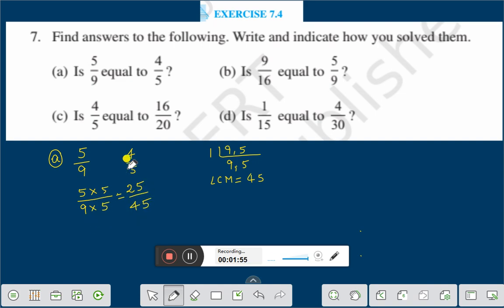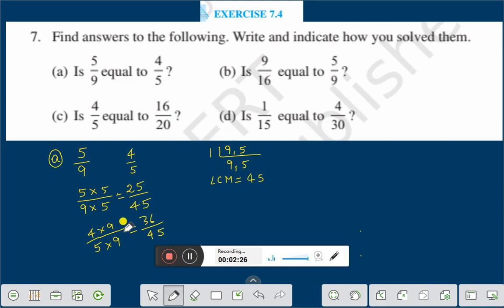Right? And the second is 4 by 5. You have to make the denominator 45. That means you have to multiply this 5 with 9, then you have to multiply 4 with 9 also. That is 4 9s are 36, and 5 9s are 45. In this case, you see both the denominators are the same, 45 and 45. And one is 25, one is 36.